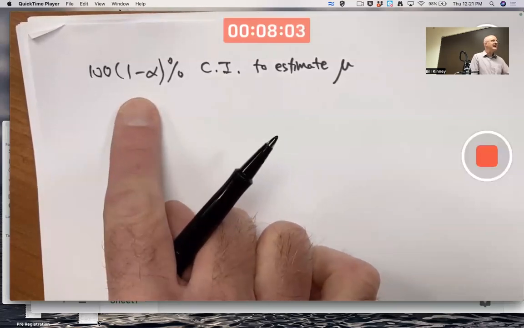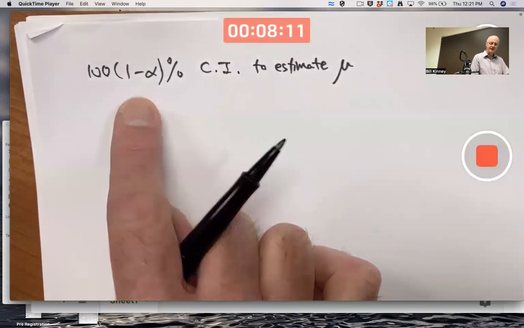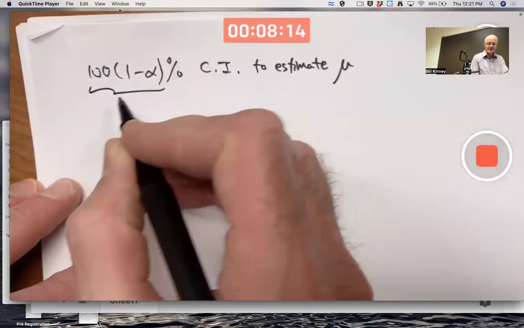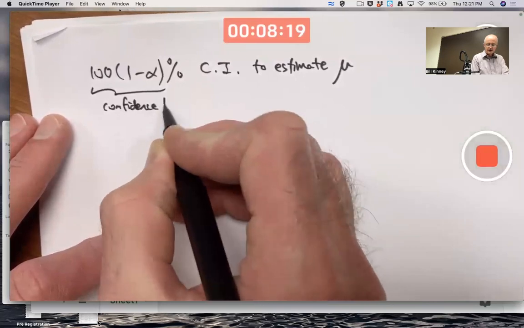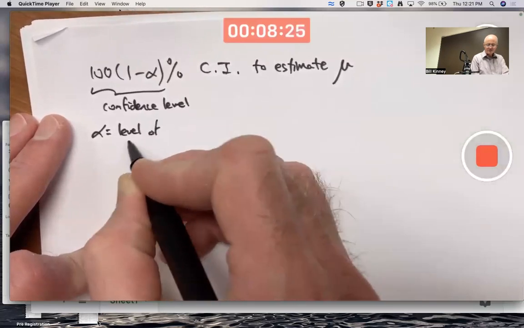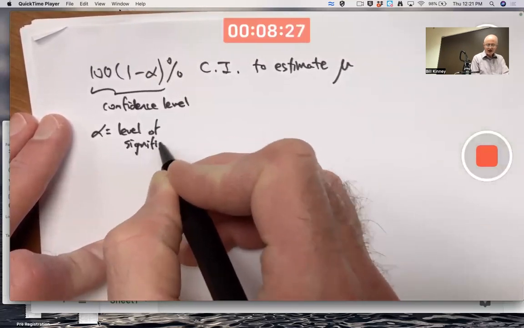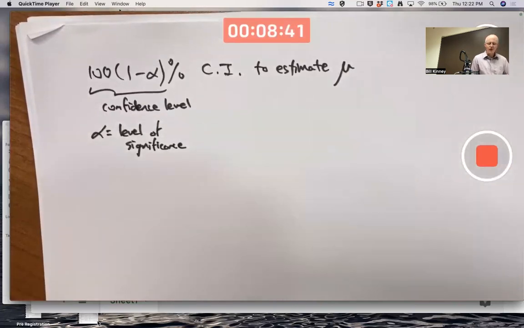If this is 95%, that means 1 minus alpha is 0.95, and so alpha itself is 0.05. Alpha is called the level of significance. The entire thing here is called the confidence level. And alpha itself is called the level of significance. Alpha itself has more meaning in the context of hypothesis testing, which again, we're going to start talking about today. What does a level of significance really represent?